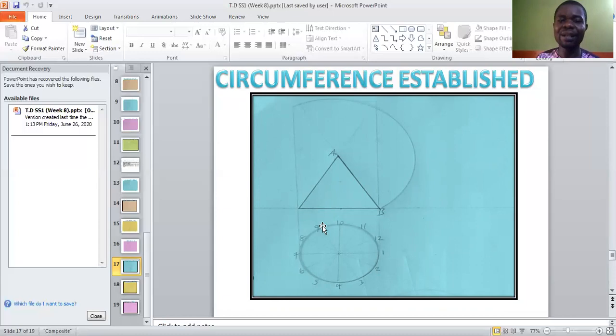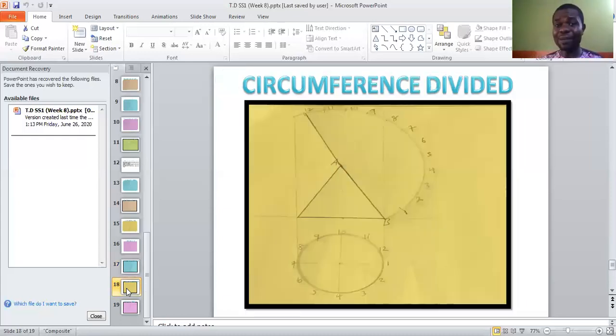Don't forget. So this circle now, you will not divide it by guessing. Just put a compass on any point, set it to 1. Measure 1 on your ruler, then you cut until you get to the 12th point. That's all. It has been divided into 12.